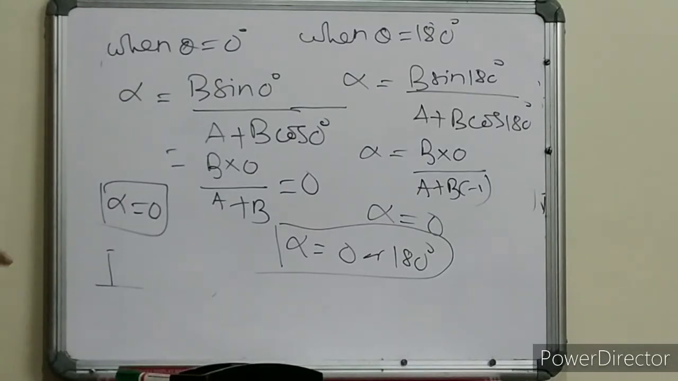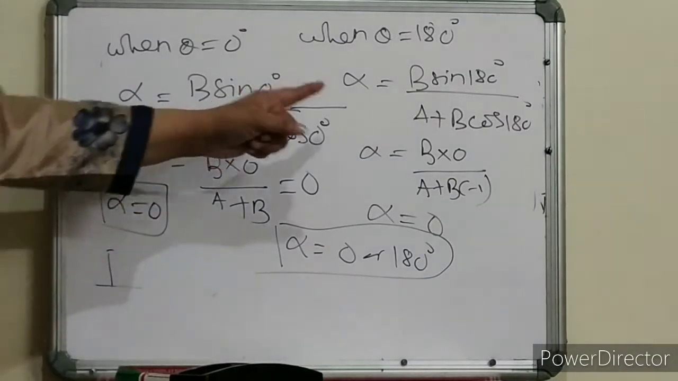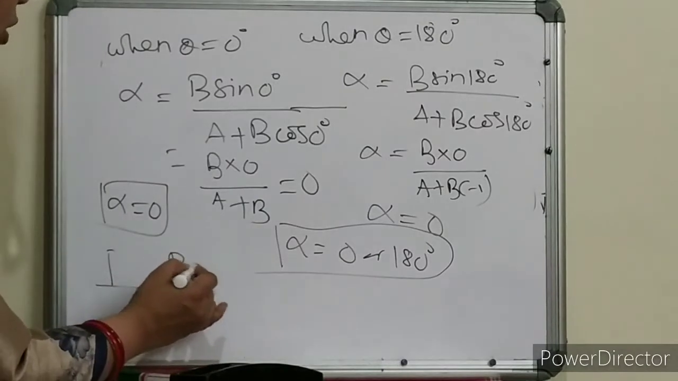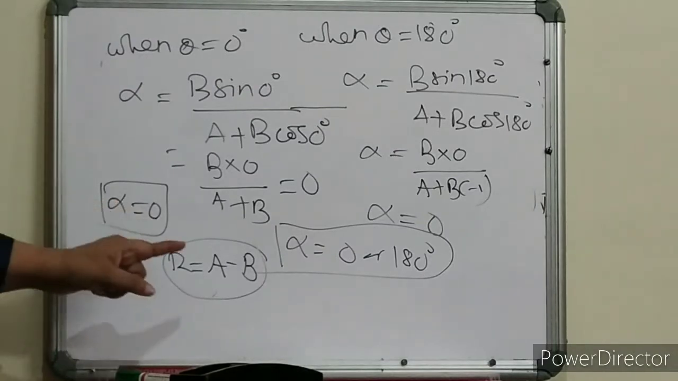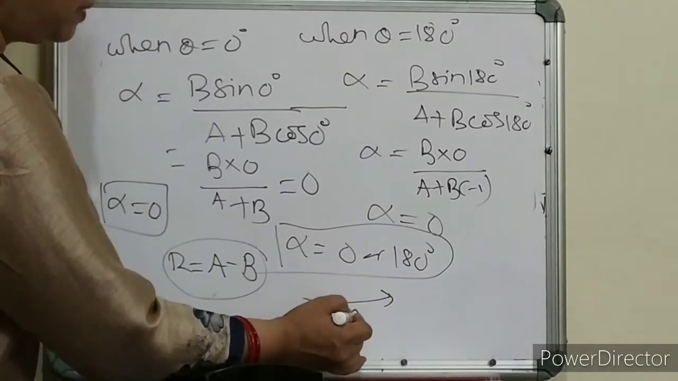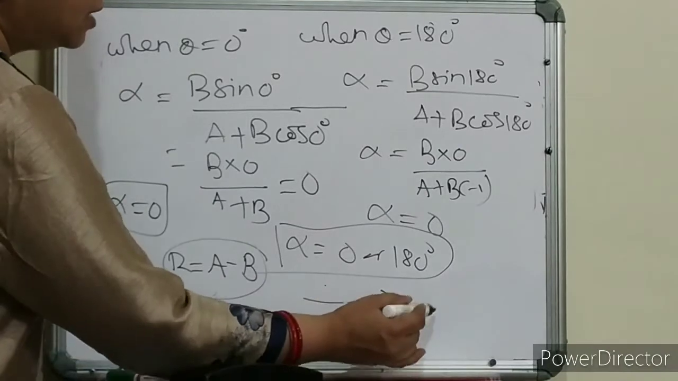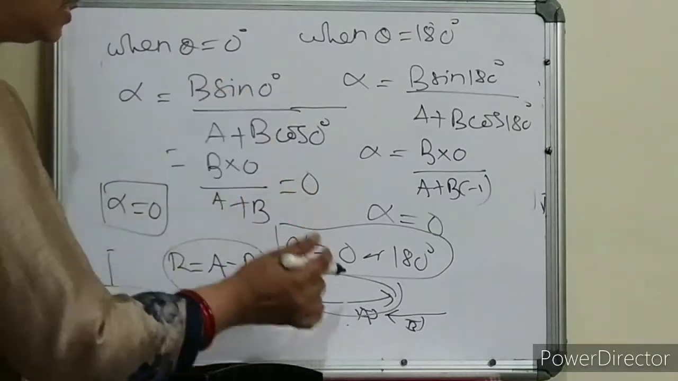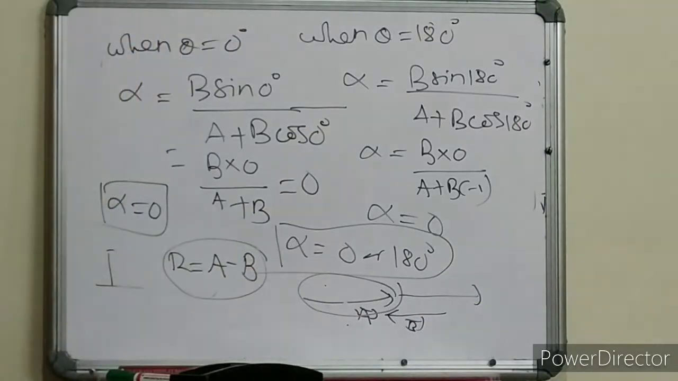Okay? So that means for two vectors acting in opposite direction, the magnitude of the resultant vector is always equal to the difference of the two vectors, and it acts in the direction of the bigger vector. If this is your A and this is your B, and this one is the bigger vector, then the resultant vector direction will be in the direction of the bigger vector, that is in the direction of A.